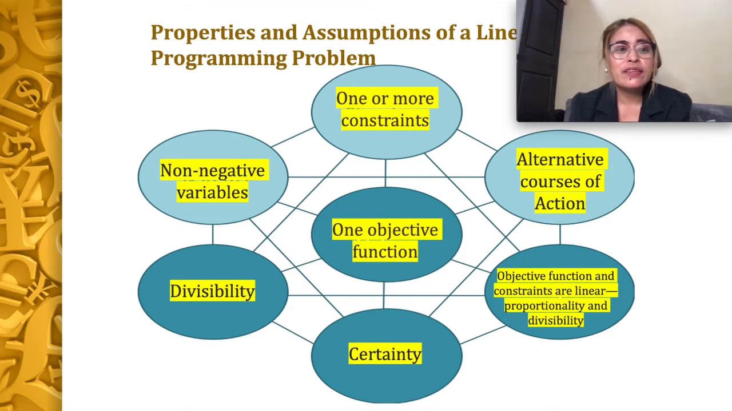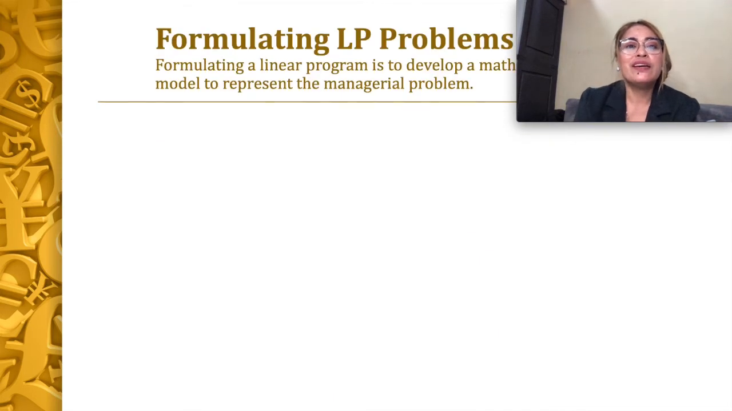Finally, is the assumption of non-negative variables. So, we assume that all the answers and variables are non-negative, because it's wrong to say that we produce a negative number of chairs. So that's what we call non-negative variables. Okay. Now, how to formulate LP problems?